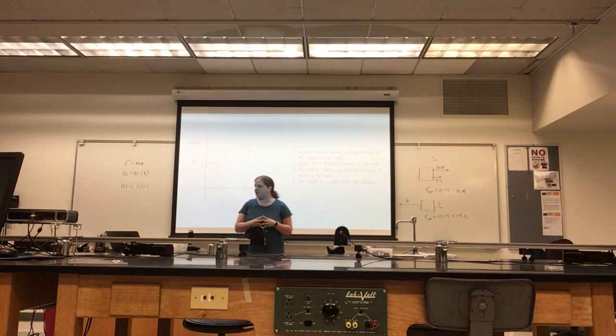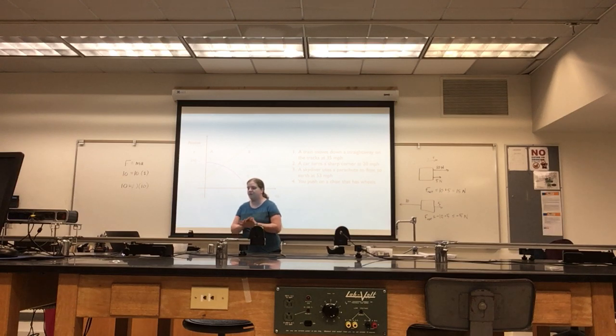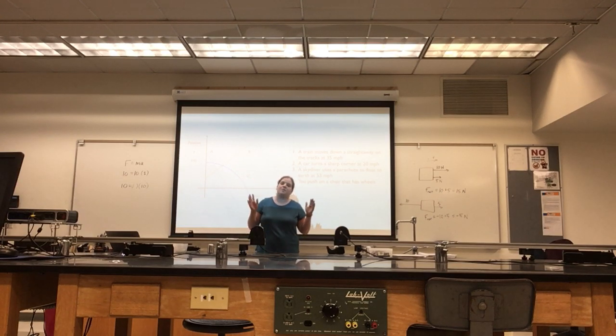one of these is a train moves down a straightaway on the tracks at 35 miles per hour. Are there net forces or not? There are also a few different lines on the graph. So make sure you pause the video and take a few minutes to sort all of these. Once you have them sorted into piles, and you can do that just by writing down lists in your notes, you can hit play again.